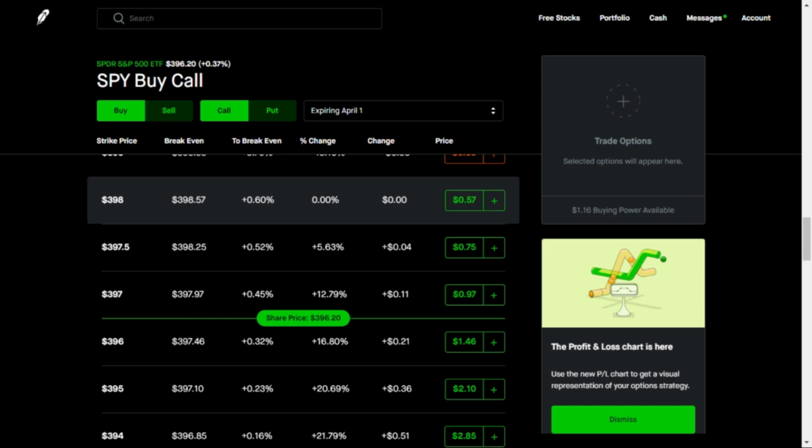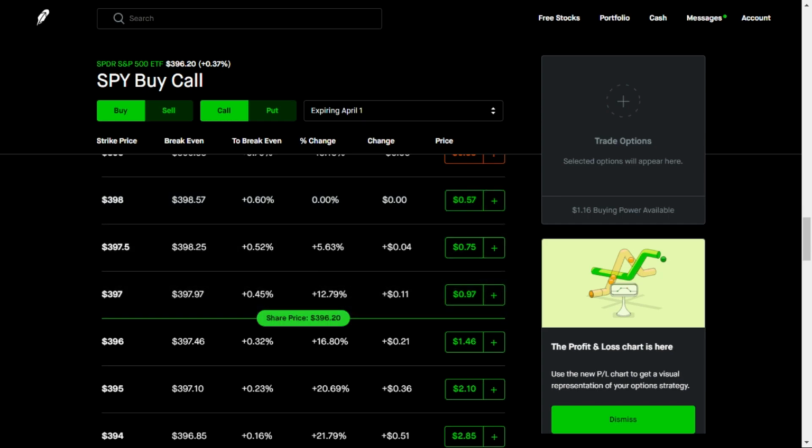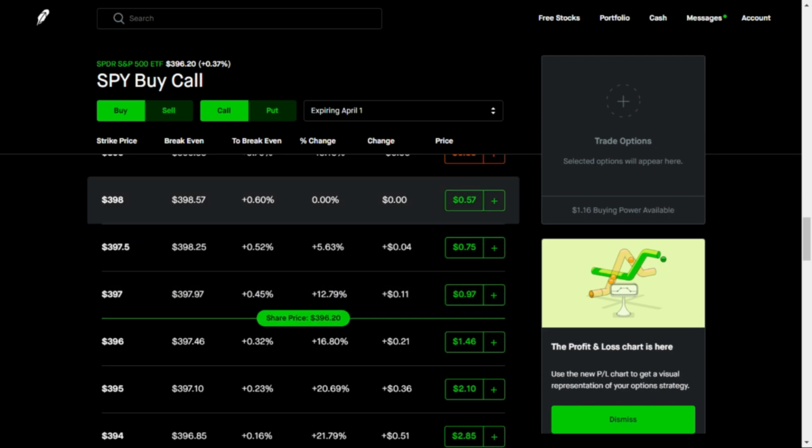That's the price that the buyer and the seller agree upon. The premium, the pay to play, is 57 cents. And the break even here is $398.57. This just means that even if Spider gets up to $398, for the break even you have to include the premium that you paid to play this option. To break even, it has to get up to the strike price you agreed upon plus the amount you paid to play this option.